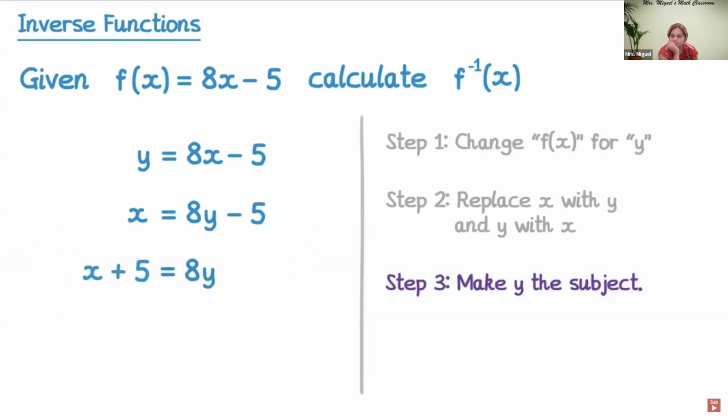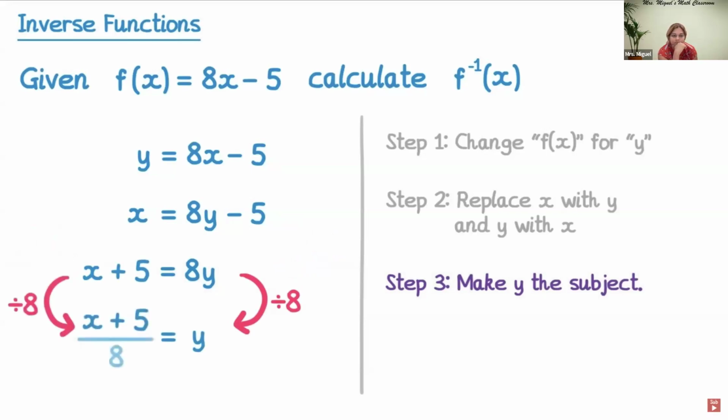We've got one more step to go. On the right-hand side, I've got 8y, so if I divide both sides by 8, on the right-hand side, 8y divided by 8 is just 1y, and on the left-hand side, I've got x plus 5, and I divide that by 8, that's x plus 5 divided by 8. So step 3 is complete.